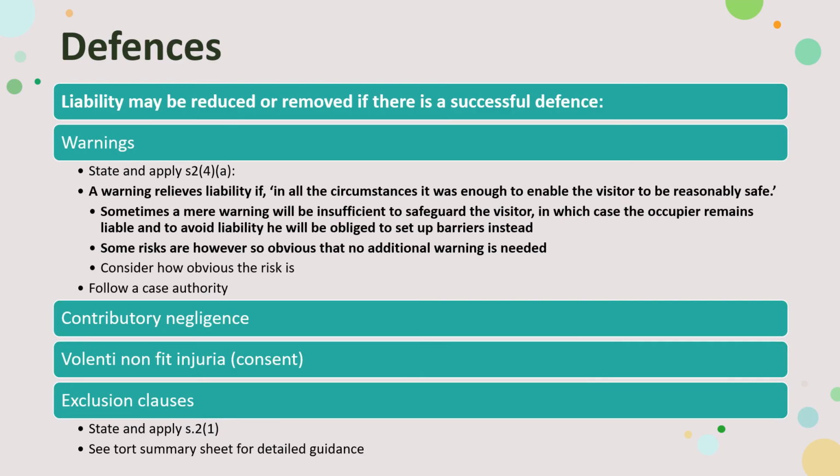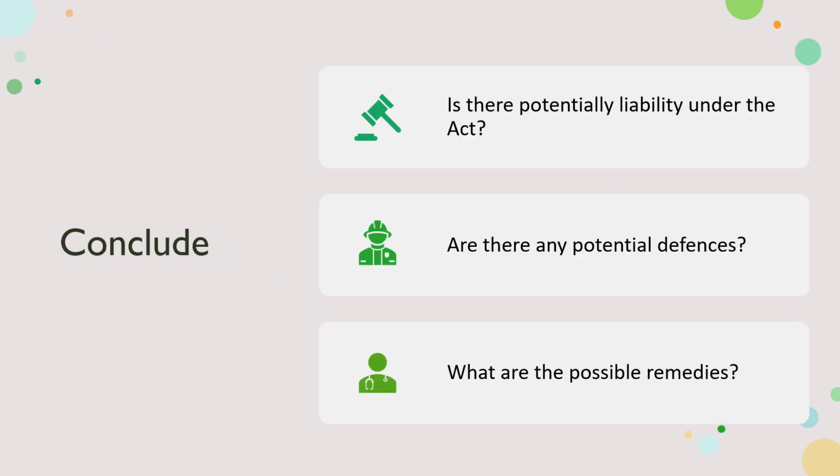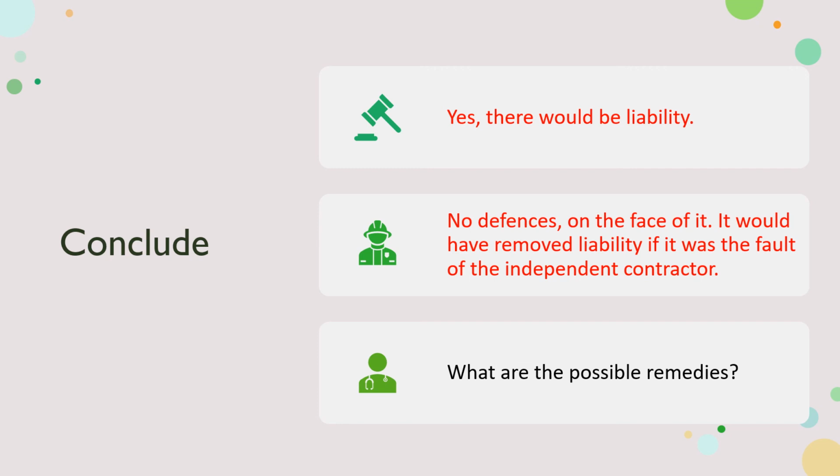But similarly to Homer and Lisa, no warnings, no contributory negligence, no consent, no exclusion clauses. And finally then, conclude, is there liability? Yes. Defences? No. But if it was a different scenario, and they had checked the work, or the company was reputable, for example, then this would have removed the liability of the occupier, but it didn't in this case. And what about the remedies?